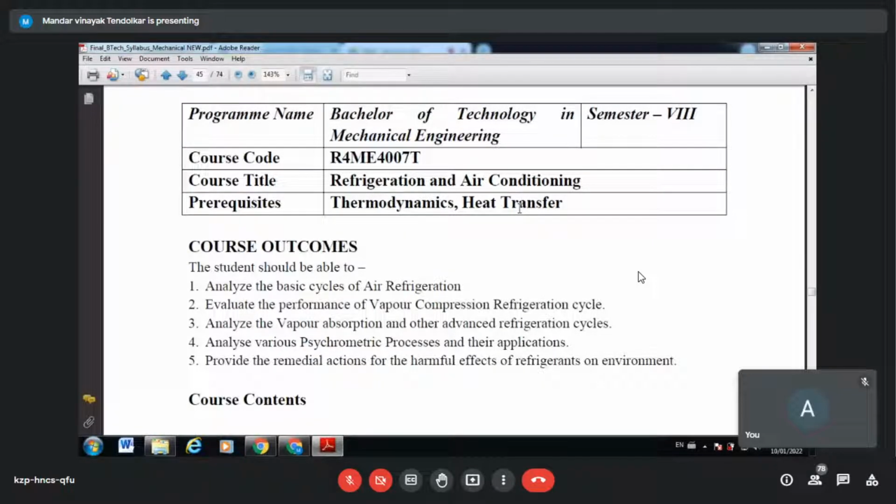So it's psychrometry and accordingly psychrometric processes, and their application. The application is what? AC, the air conditioning unit. And the fifth part is important from the environmental point of view: provide the remedial actions for the harmful effects of refrigerants on the environment. This is now very, very important.